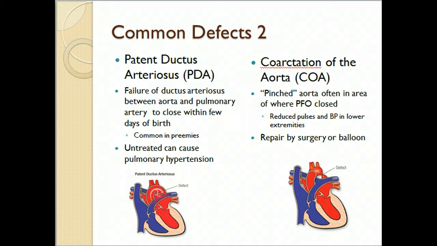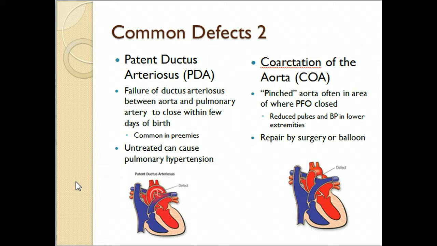So what they usually do is they just tie these off, but if it's untreated, it can cause pulmonary hypertension, which is a very serious problem, and can cause lung damage, heart damage, and may actually need to have a lung transplant. So, these sometimes can be missed as well, especially in children that are premature.